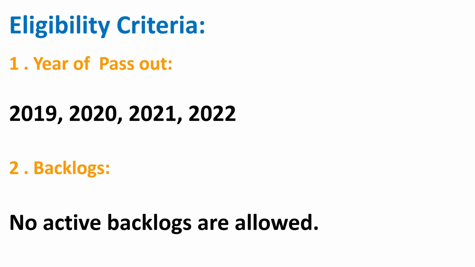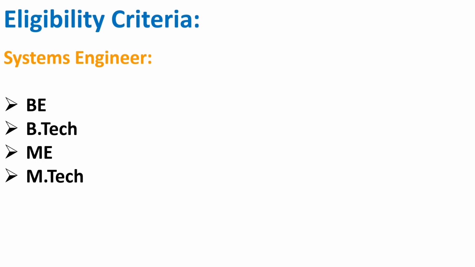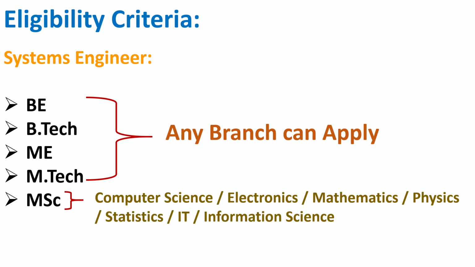Now let's see the next criteria, which is the qualification of the candidate. If you want to apply for the role of systems engineer, then you should have any one of these degrees: BE, BTech, ME or MTech, and all branches can apply with this qualification. And if you have done MCA from any one of these branches: computer science, electronics, mathematics, physics, statistics, IT and information science, then you can also apply for this role. For this role, MCA students are also eligible.